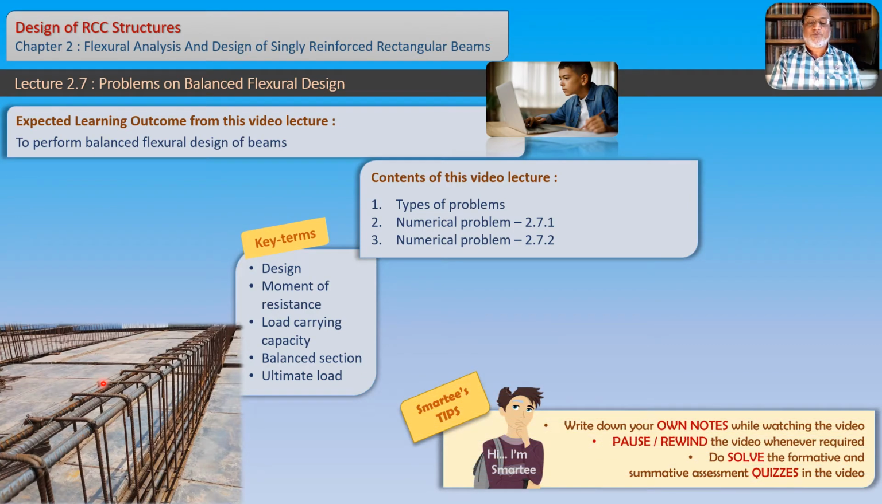We have our best friend Smarty with some studying tips. Write down your own notes while watching this video. Pause or rewind the video whenever required. Do solve the formative and summative assessment quizzes given at the end of the video.